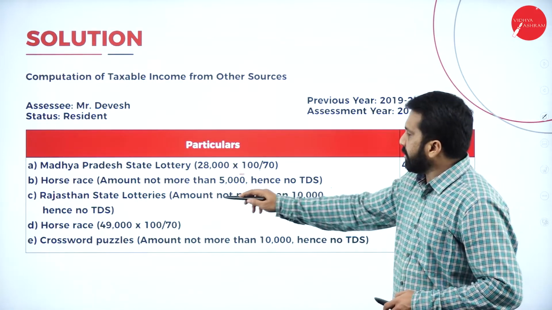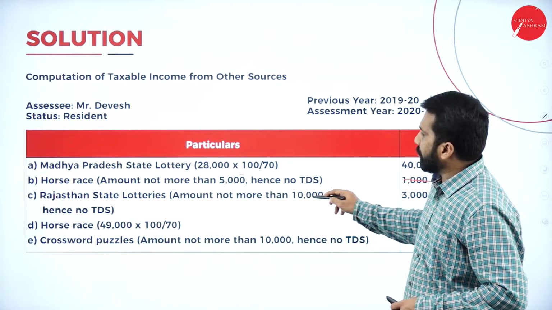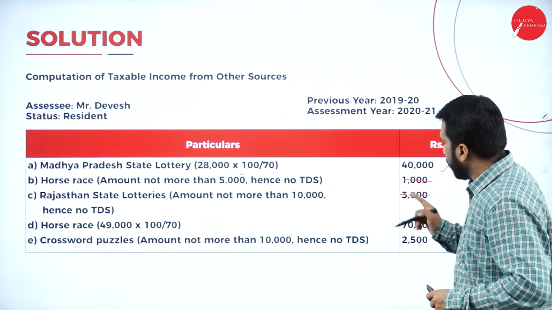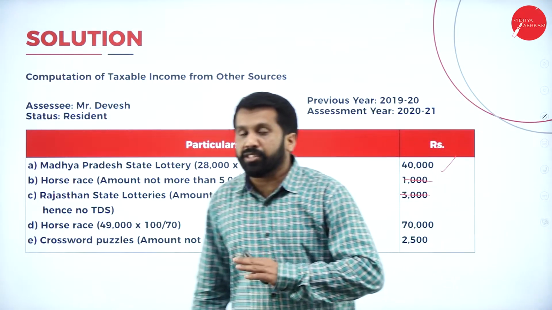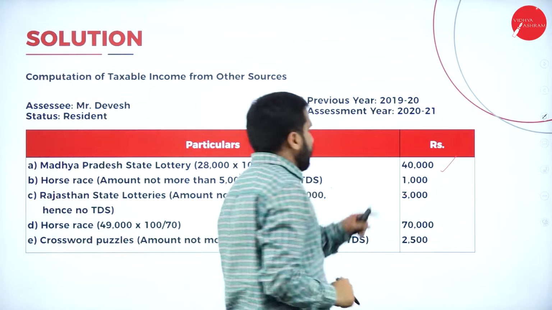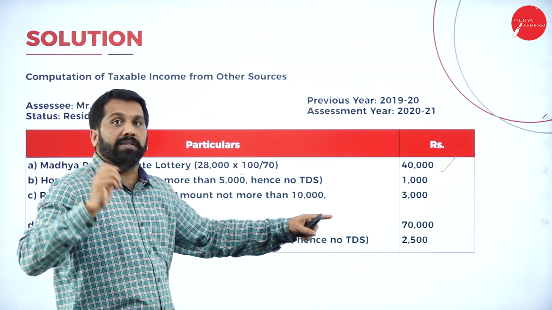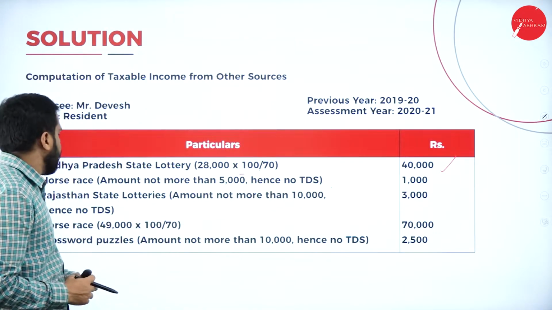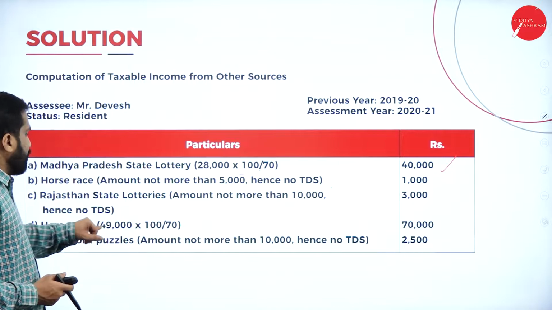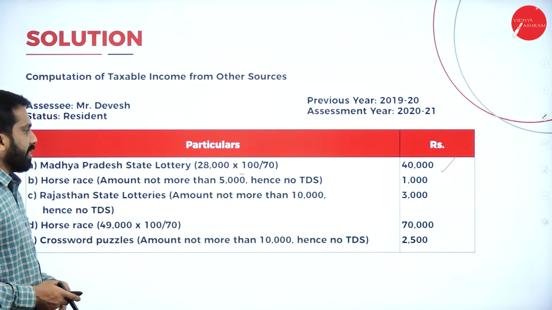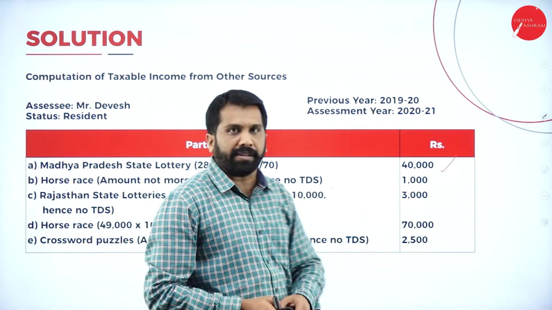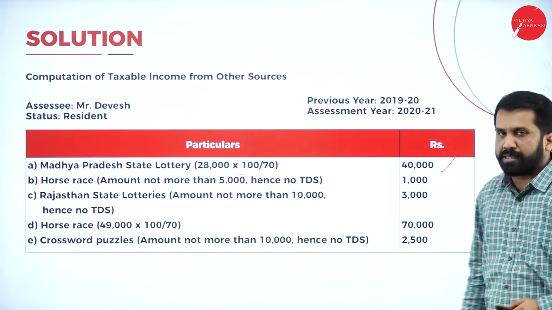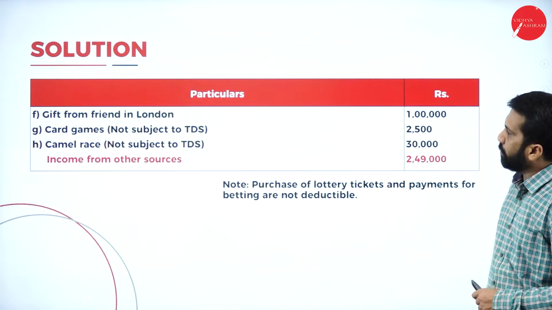Third one, Rajasthan State Lottery, amount not more than 10,000, hence no TDS. No TDS means you will write the amount, but the percentage you will not calculate. We will not calculate tax on this because it is within the limit. Then horse race 49,000 into 100 by 70, it is more than the limit, so we calculate; the answer is 70,000. Then crossword puzzle, amount not more than 10,000, so no TDS. Just mention no TDS and mention the amount.